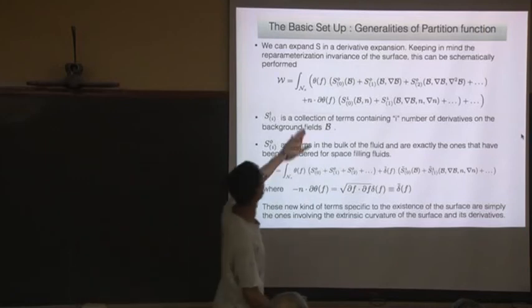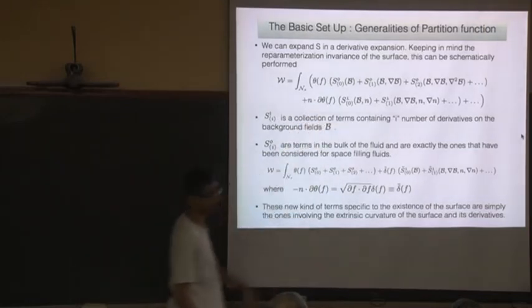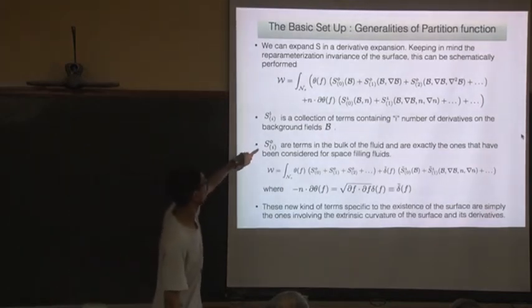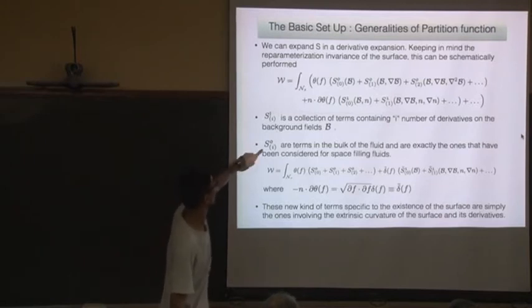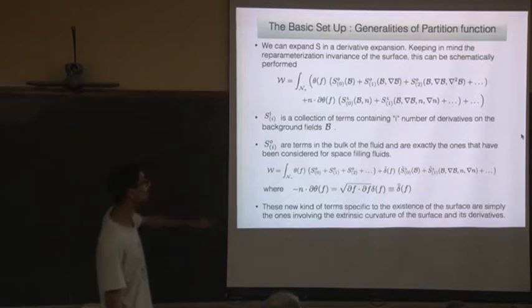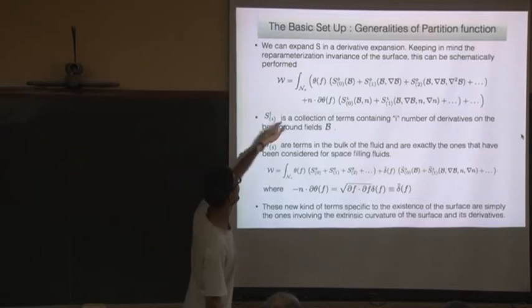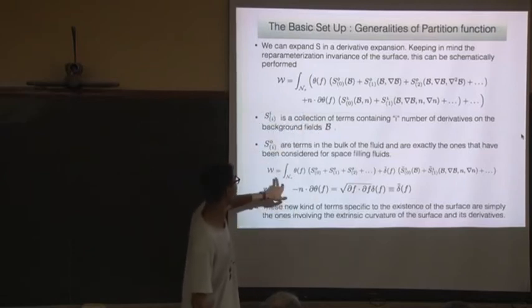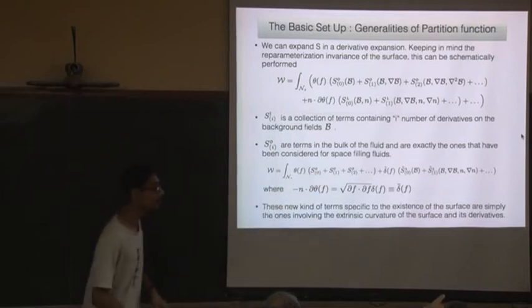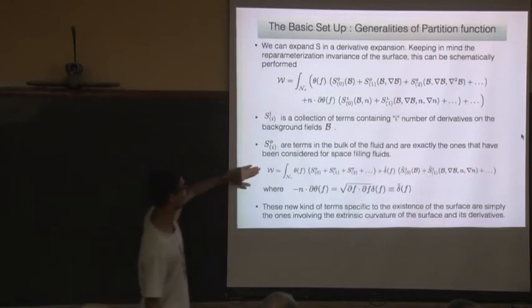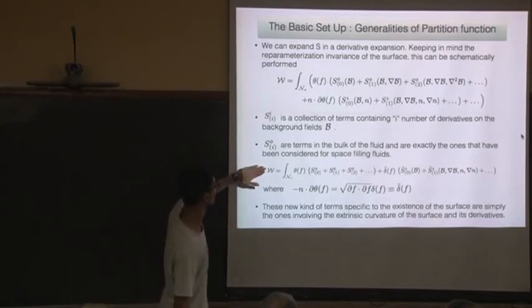And the effect of the surface is encoded in the second line where I have a derivative on the theta function. So these objects are terms in the bulk of the fluid, where I have 0 here. The upper index signifies how many derivatives on the theta there are. So these are the terms in the bulk of the fluid and are exactly the ones that have been considered for space filling fluids. Okay, and I can do an integration by parts here, and I can write down this partition function like this. And so I can write down the free energy of partition functions like that.